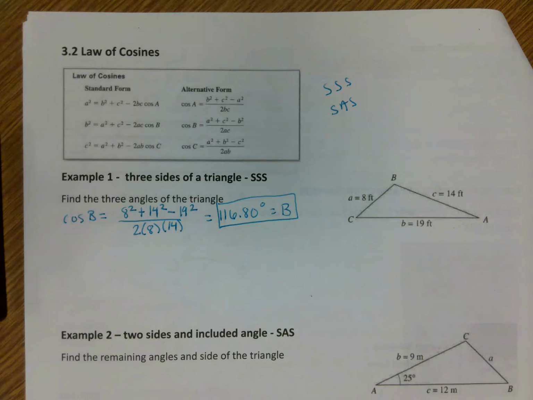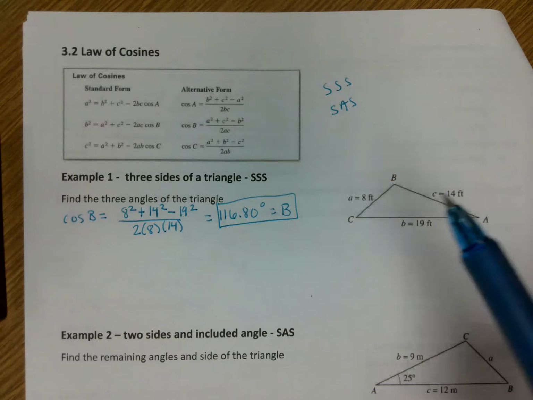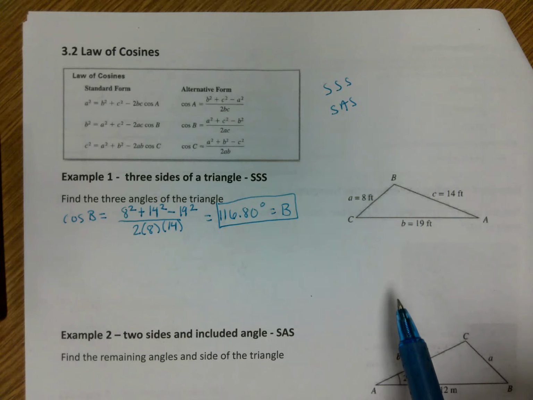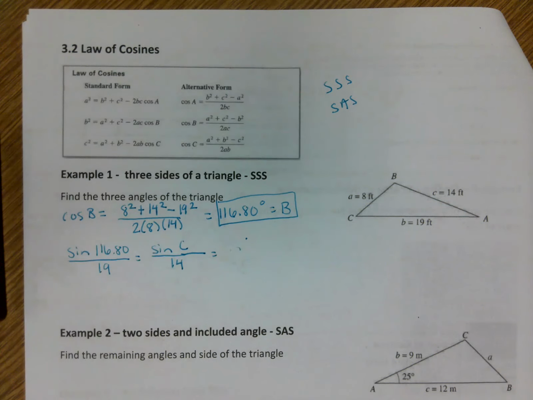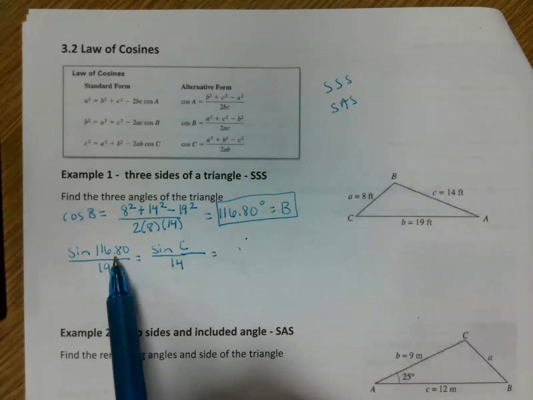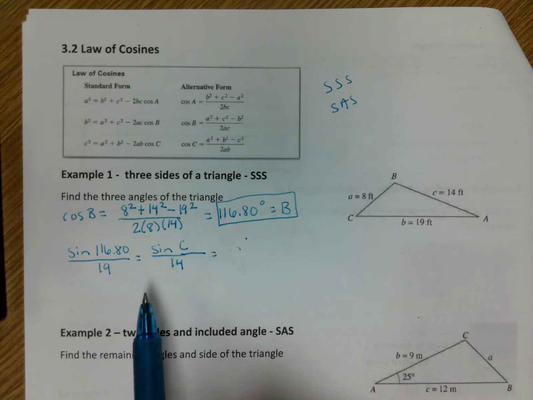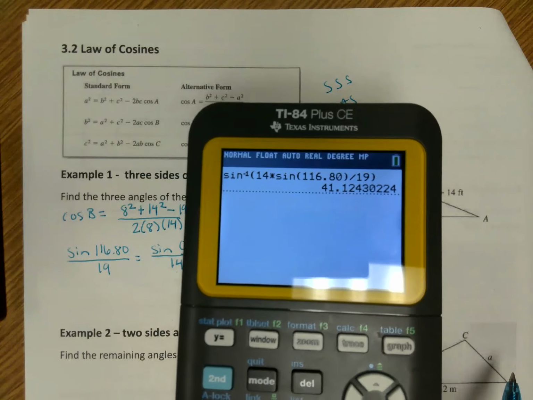Now, at this point, you could definitely go through and figure out A and C in that same manner. However, because we already know the law of sines, we can also use law of sines. And personally, I feel like law of sines is a little bit easier. So now that I have my angle B, I can use that ratio right there. And I can multiply that 14 over and take the inverse sine of it. So it looks something like this.